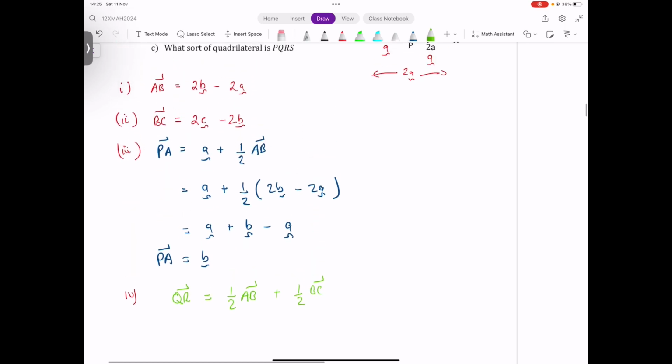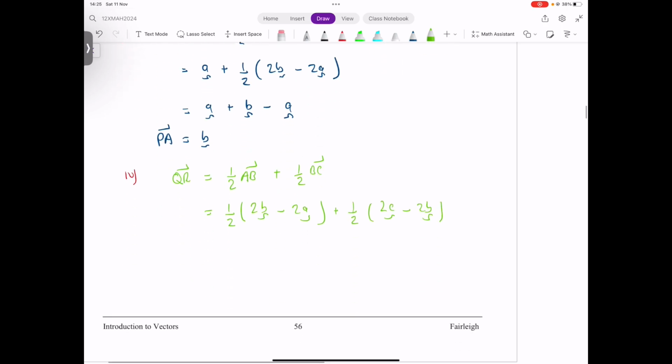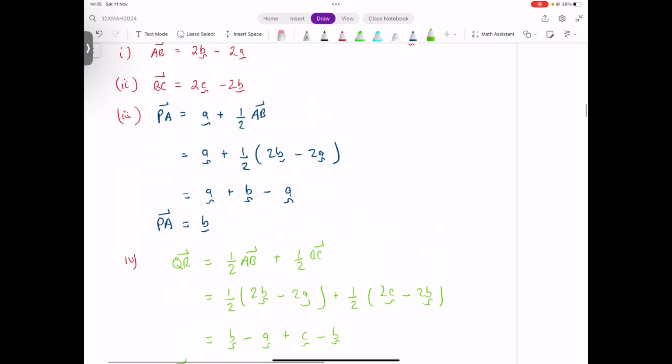Now we already figured out what all of those things are. So AB was 2B minus 2A, and BC was 2C minus 2B. So expanding all of that out, we're going to have B minus A plus C minus B. So the B's will cancel, and we're going to have C minus A, which is QR. So that's C minus A.